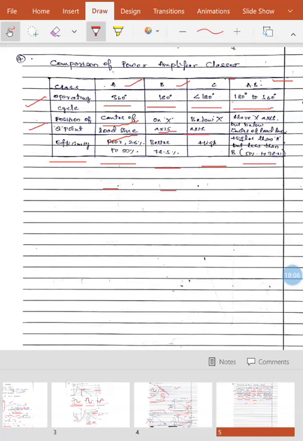In class C, what is happening? You get only a small part of the output, but for whatever the corresponding input is, you get that exact output, converted to around 90% of that waveform at the output. But when you go for class A, whatever the input is, due to distortions you get a poor output. Because of that, we can say the efficiency of class A is very low. Okay, so this is the discussion on power amplifiers. Okay, thank you.